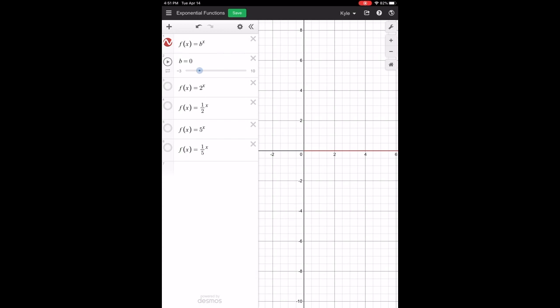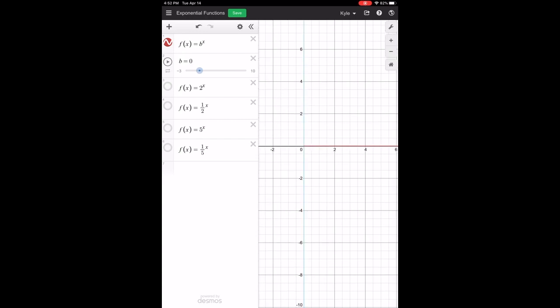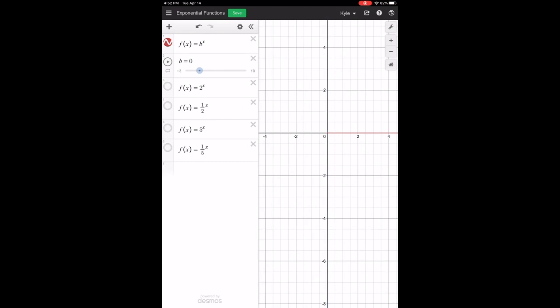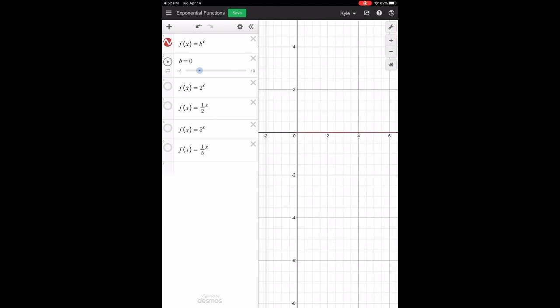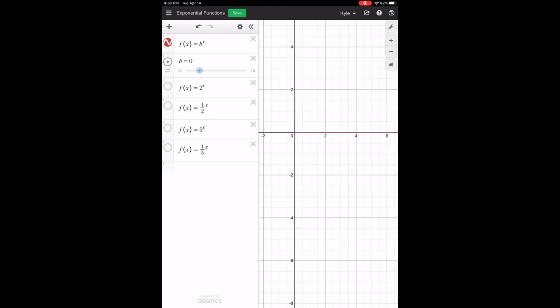What's 0 to any power? 0, right? But notice that my graph doesn't start on the y-axis. It doesn't start beyond in the negatives. It actually only is in the positive numbers. Remember, I can't take 0 to a negative power. That's not allowed.